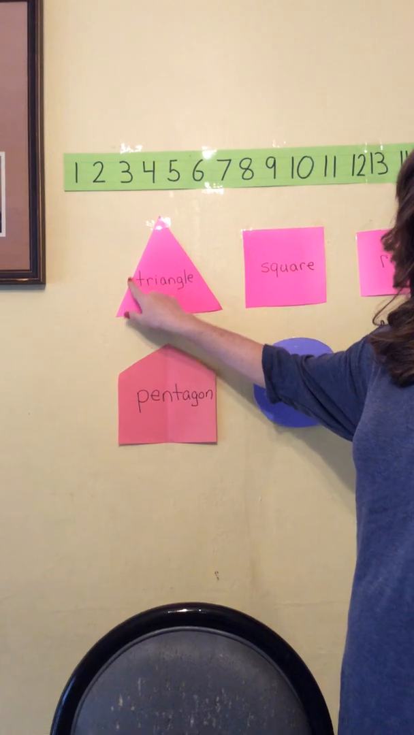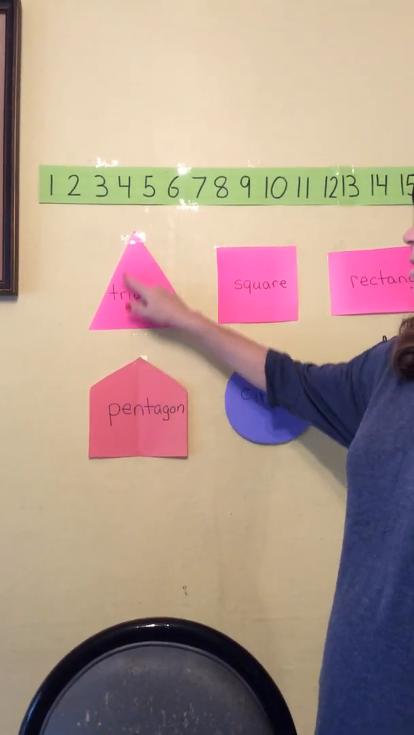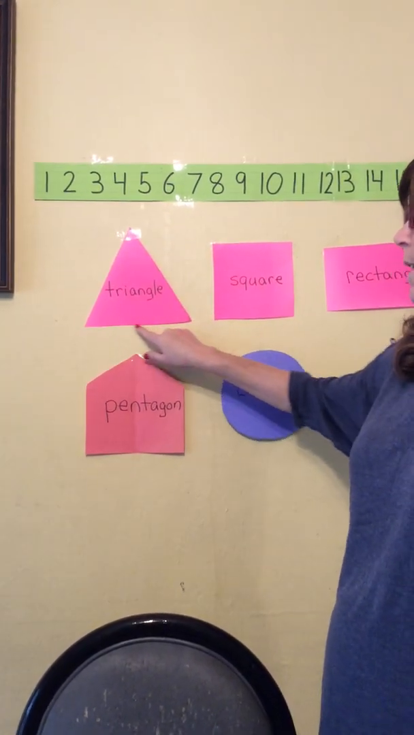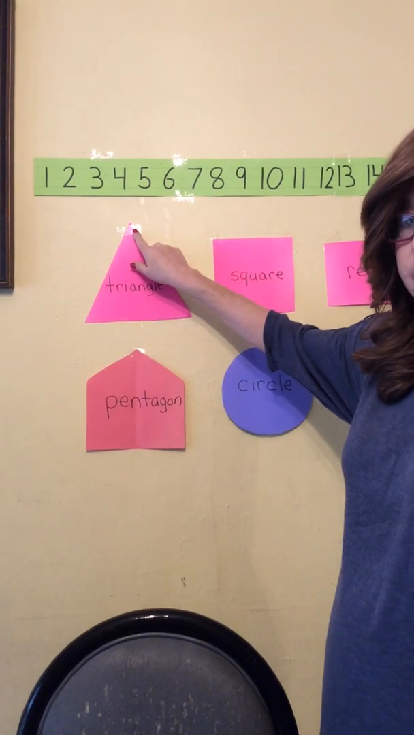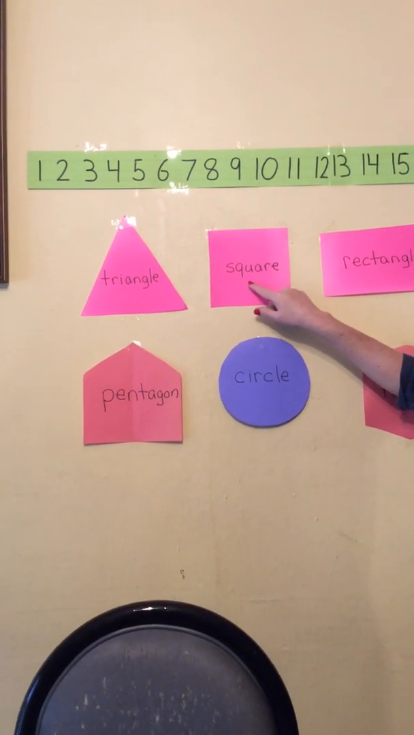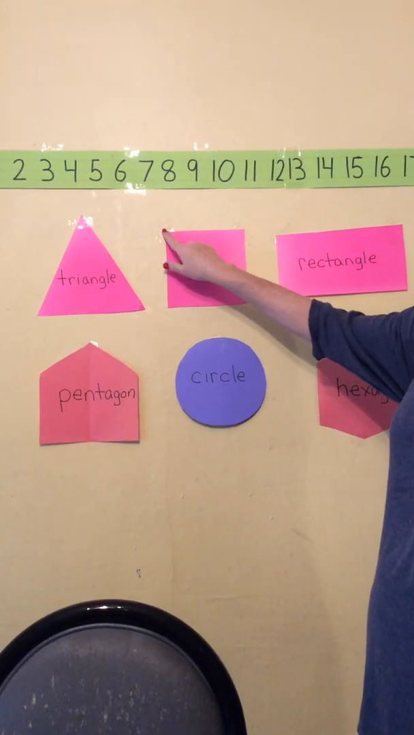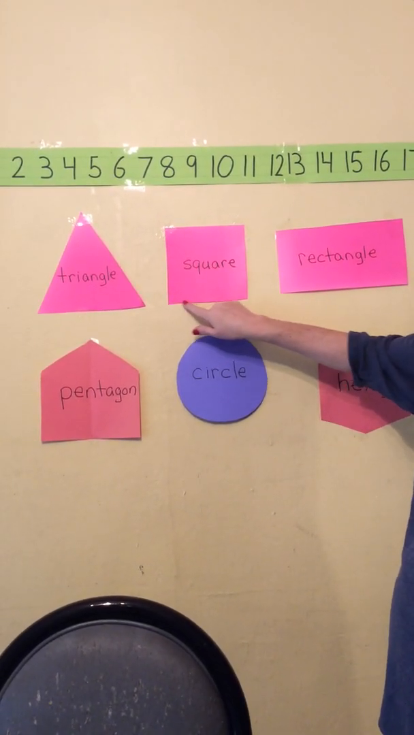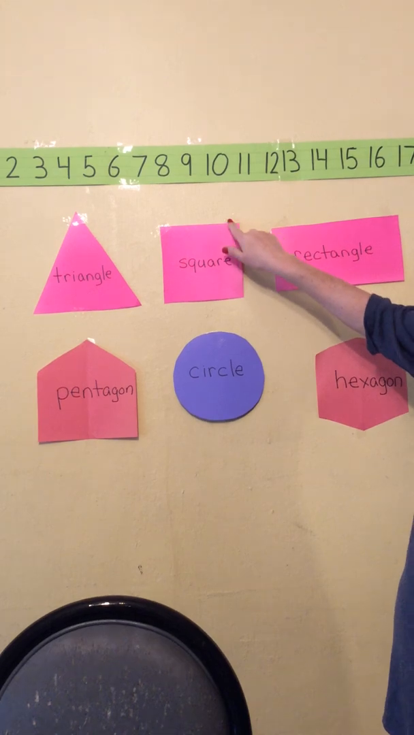The first shape she taught you is a triangle. A triangle has 3 sides. The next shape she taught you is the square. A square has 4 equal sides. 1, 2, 3, 4.